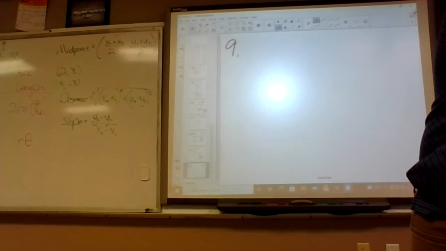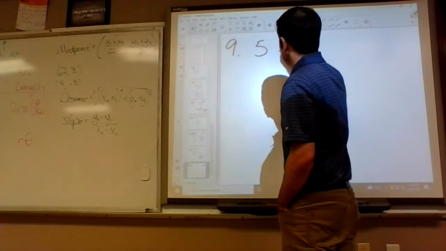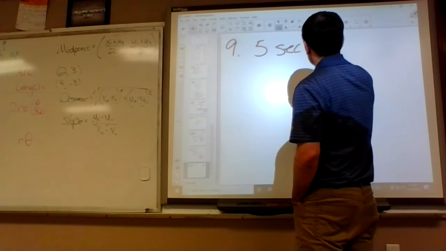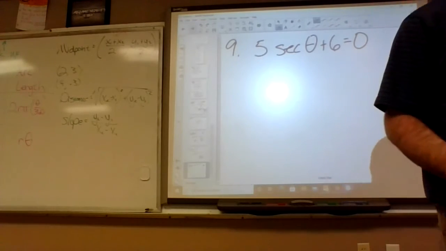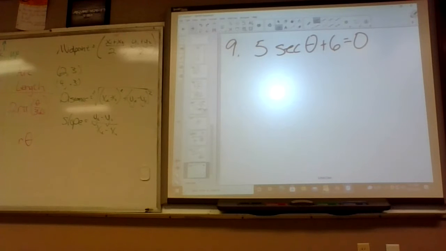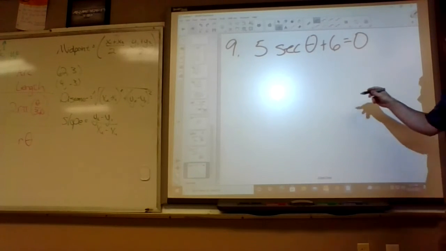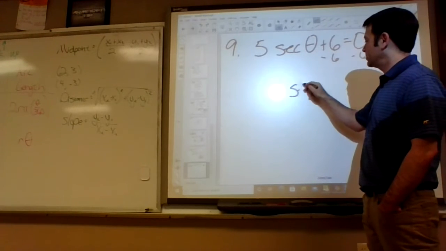Okay. Number 9, is that where we're at? 5 secant theta plus 6 equals 0. Actually, I think I wrote that wrong. I'm stuck on 11. So what are you going to do first? Subtract 6 and divide by 5. So that would be negative 6 over 5, right? Yes.